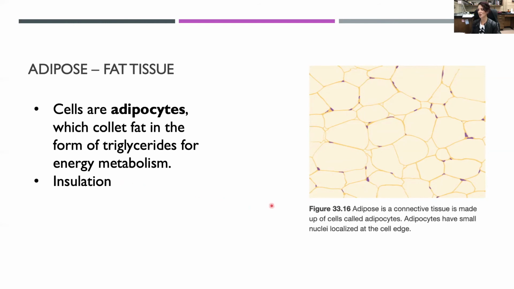We can see under a microscope that adipose tissue cells appear empty due to the extraction of fat during the process of preparing the material for viewing. But here we have the nuclei in the adipose cells that are actually located at the cell edge.